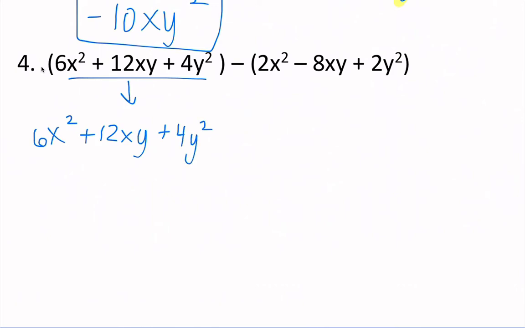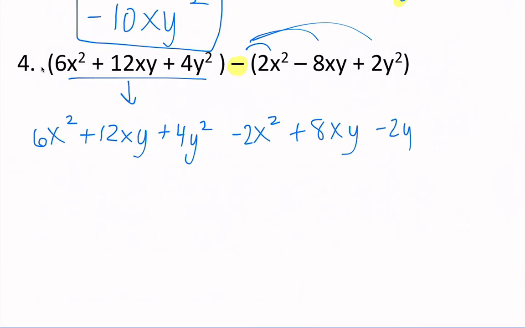But in front of the second set of parentheses, I have a negative or a -1, which makes everything opposite. So the opposite of a positive 2x squared is a negative 2x squared. The opposite of a minus 8xy is a plus 8xy. And the opposite of a plus 2y squared is a minus 2y squared.